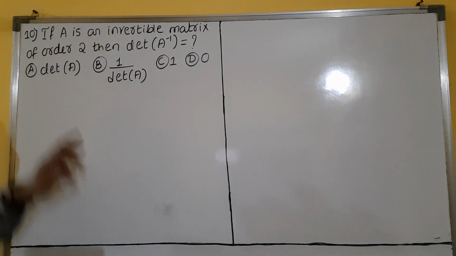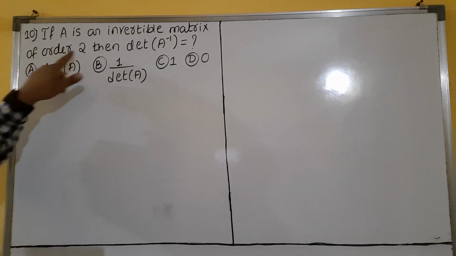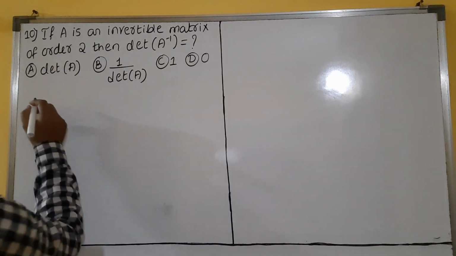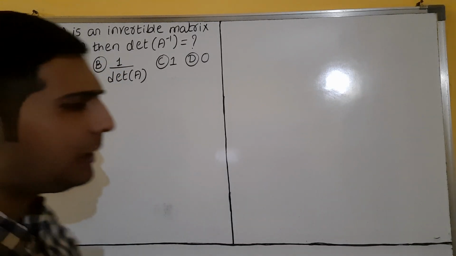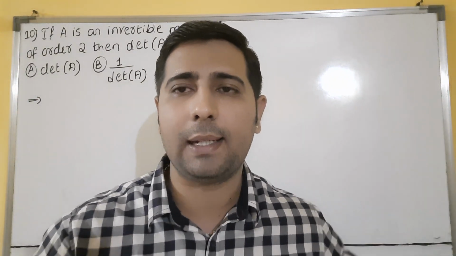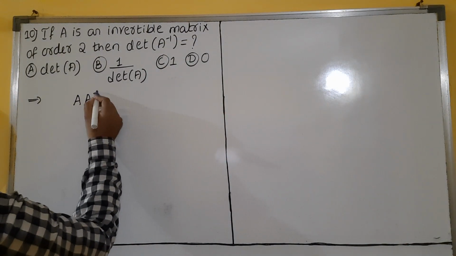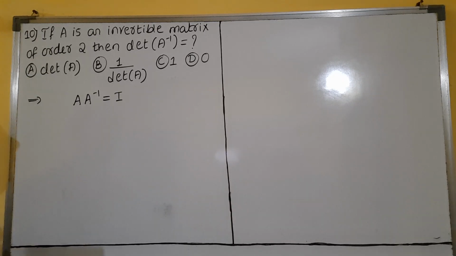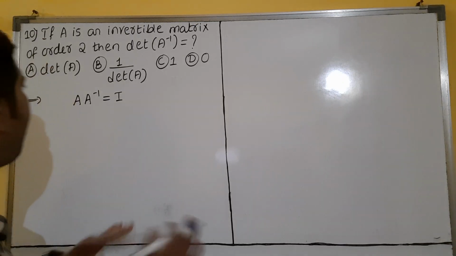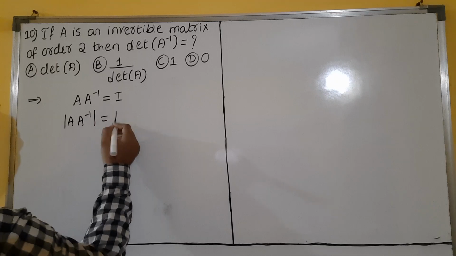Now see here, let us see question number 10. If A is an invertible matrix of order 2, then determinant of A inverse is equal to what? A is invertible. You know the definition. A is an invertible matrix means A into A inverse is equal to I, dear students. Apply determinant on both sides.